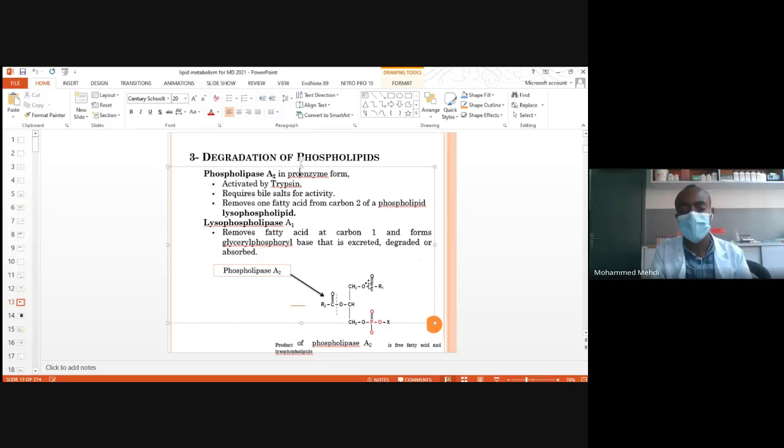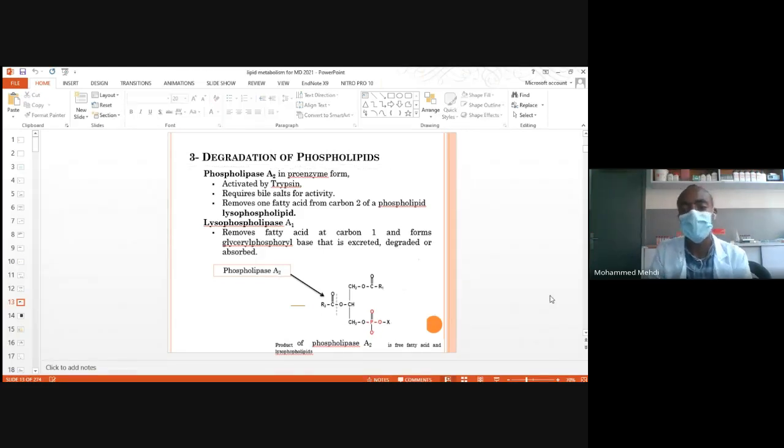Phospholipid, this is the structure of phospholipid. There are two fatty acids attached at carbon number 1 and 2. Carbon number 3 is attached with phosphate and an X molecule. The enzyme phospholipase A2 is able to remove the fatty acid at carbon number 2. Okay, this will be removed by phospholipase A2.